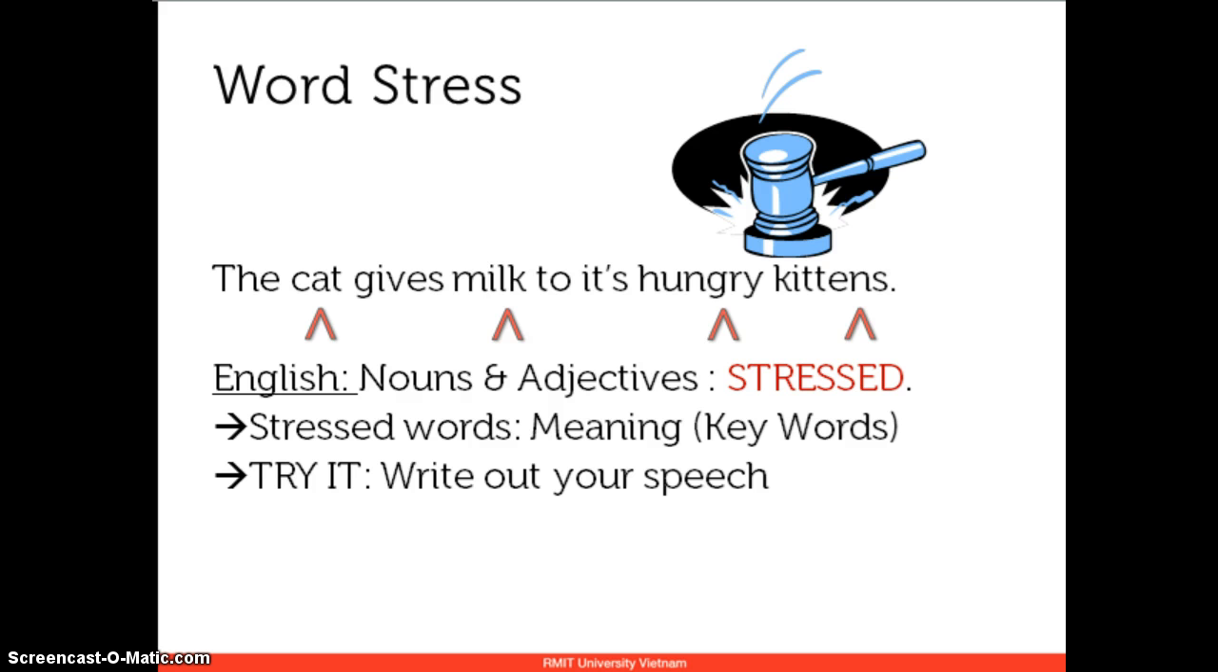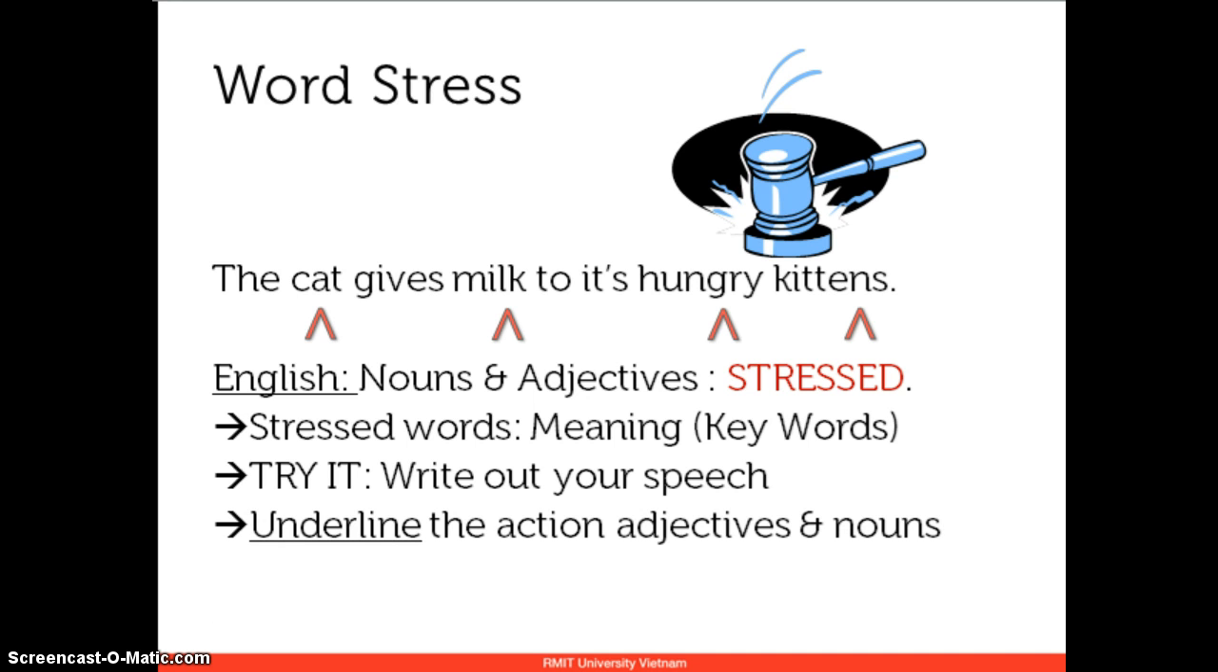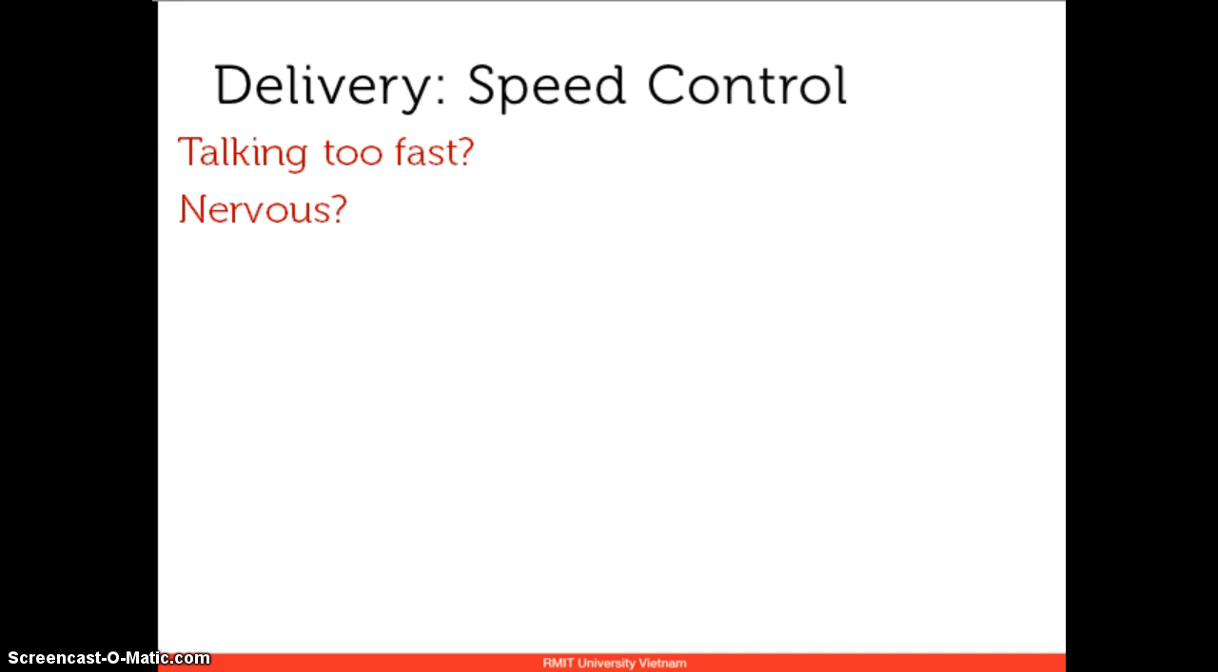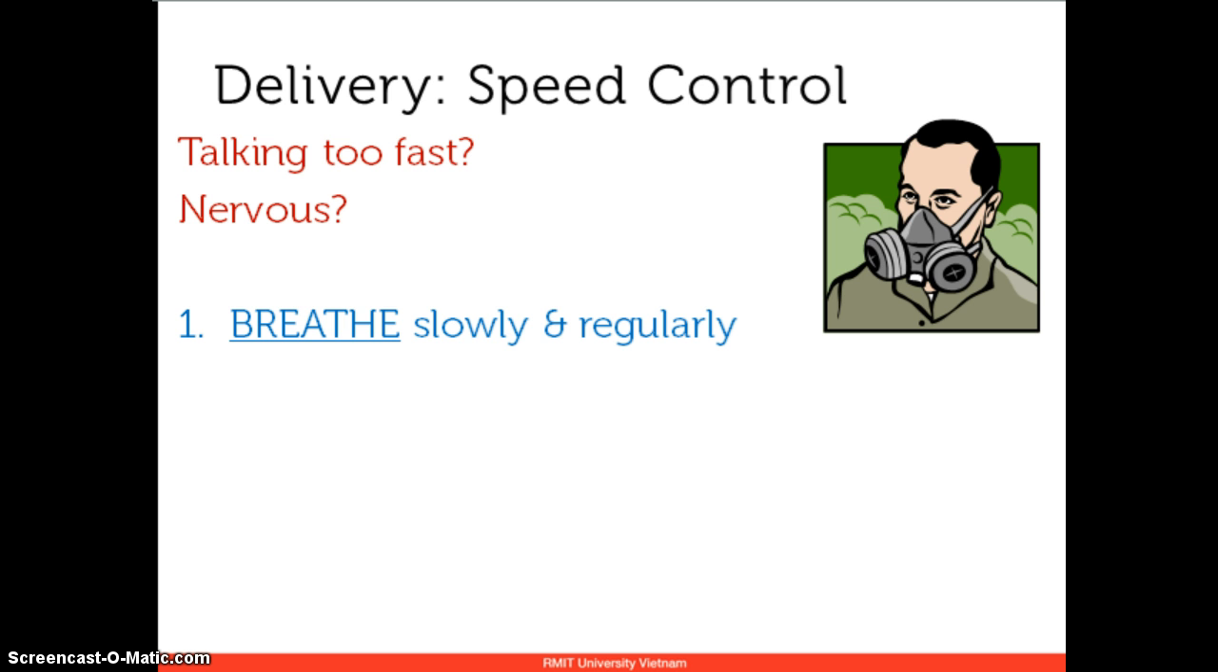When you write out your part of the presentation on a piece of paper, underline the action adjectives and the nouns and practice stressing them when you speak. Now, some students will get nervous. This might be your first time speaking in front of a lot of people or working in a group. If you're talking too fast, you're probably nervous. One piece of advice I can give you to make sure you're not talking too fast or too slow is simply to breathe slowly and regularly. If you breathe slowly and regularly, you will be able to control the speed at which you talk.